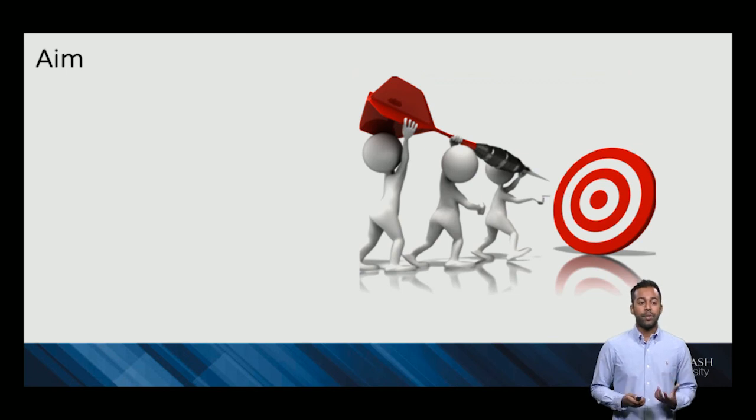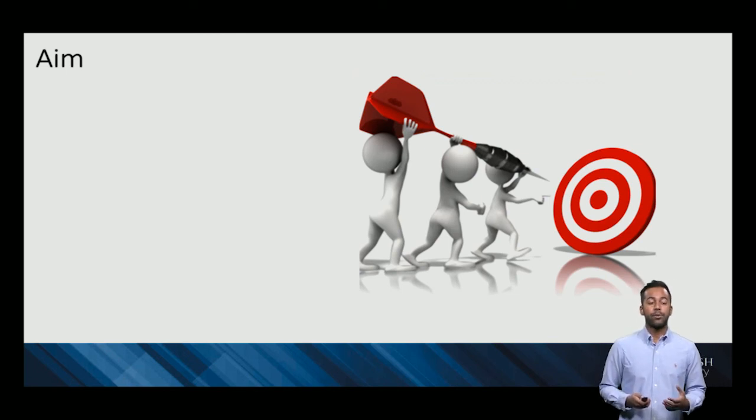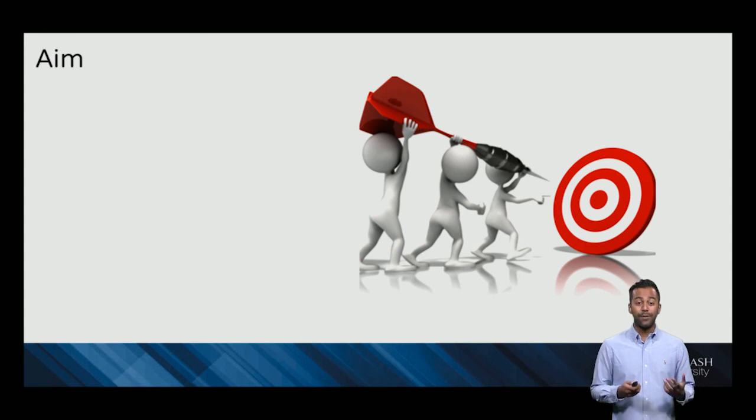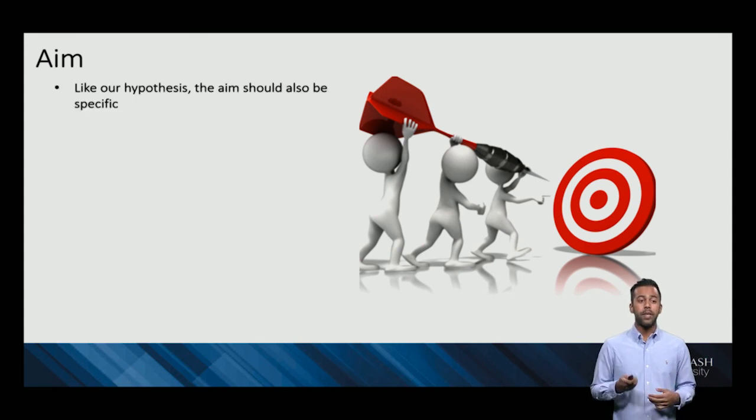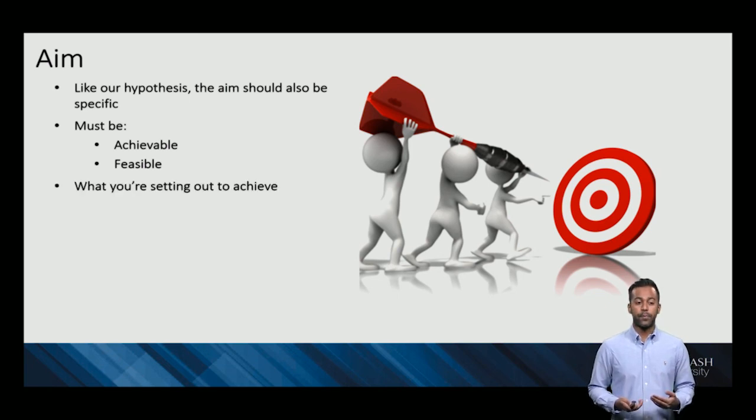Now, we also need to formulate an aim. An aim is a bit different to a hypothesis, and it usually confuses a lot of people, but it's really simple. All it is is the direction in which we want to take our study. It's our objective. So it's like our hypothesis in that it should be specific. It should be achievable as well. It should be within the scope of our reach. It should also be feasible.